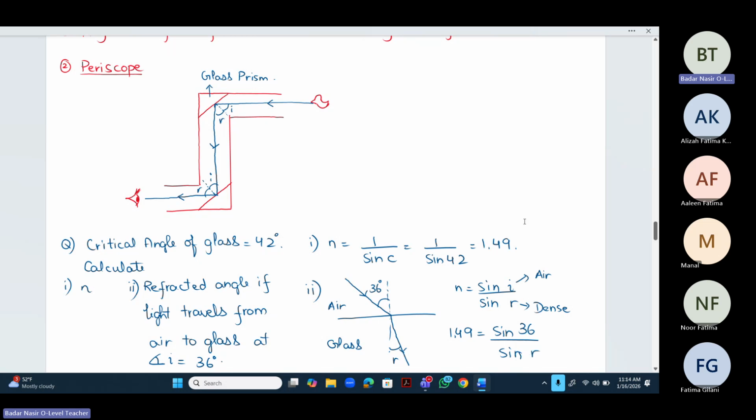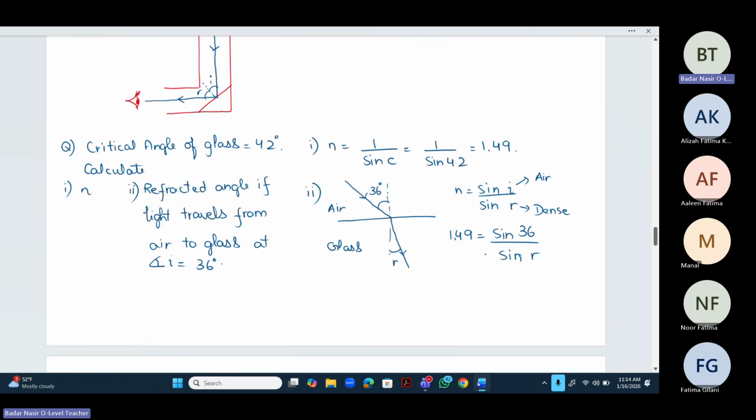Now we're going to swap the positions of sin R and 1.49. So sin R equals sin 36 divided by 1.49. Let's see what we get. Sin 36 divided by 1.49, 0.394.